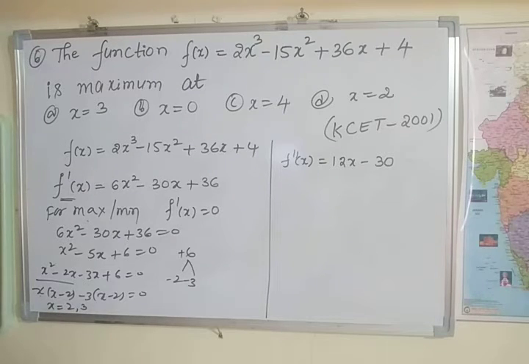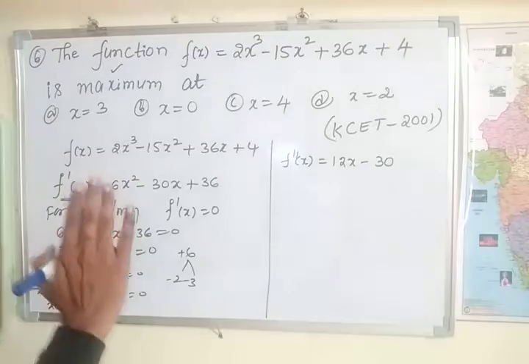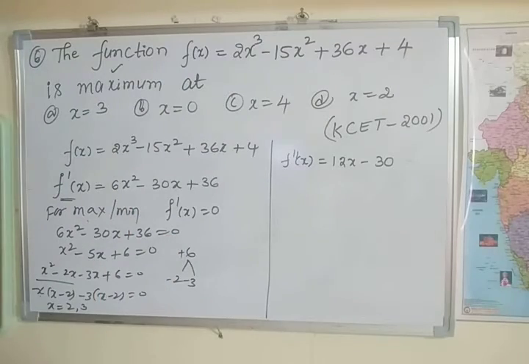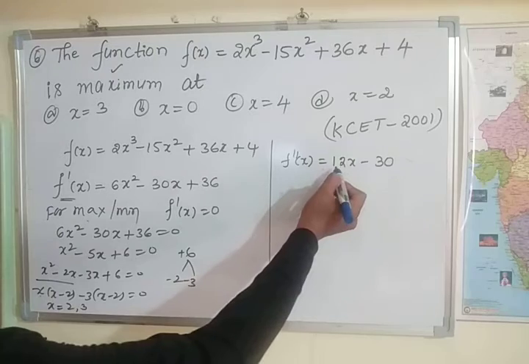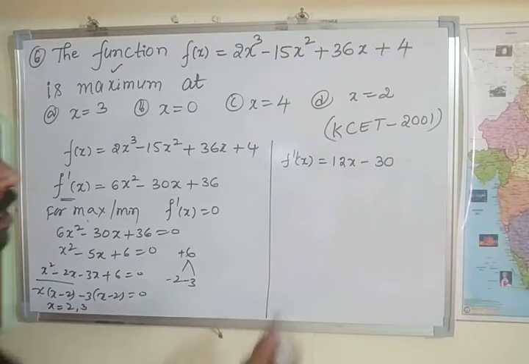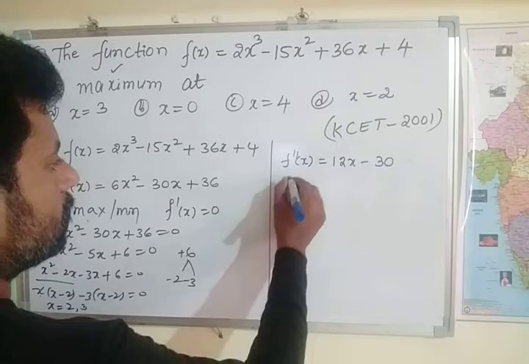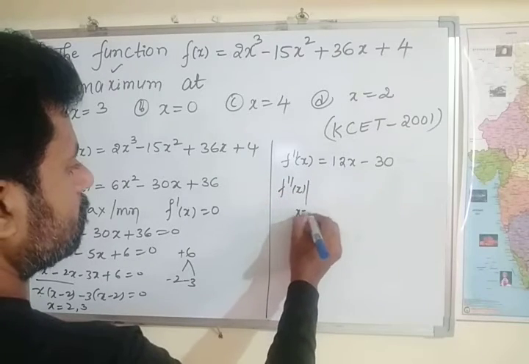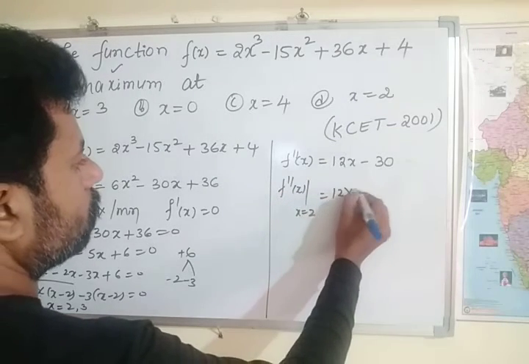At x is 2, for a maximum the result is less than 0. Now you don't need to write all these steps. You can check the result. X is 2, what happens? 12 into 2, 24, 24 minus 30, minus 6. See, minus 6 is the result of f double dash of x at x equals 2. We get the result 12 into 2 minus 30.